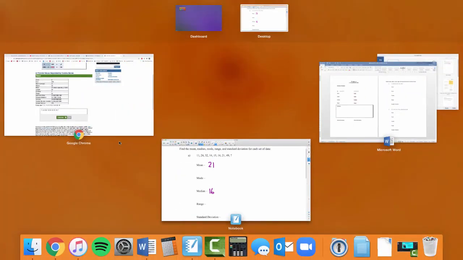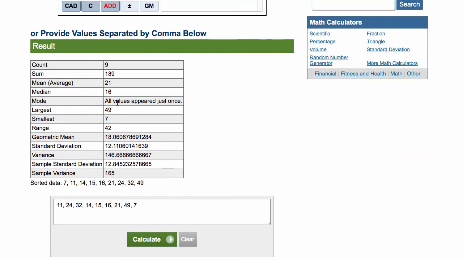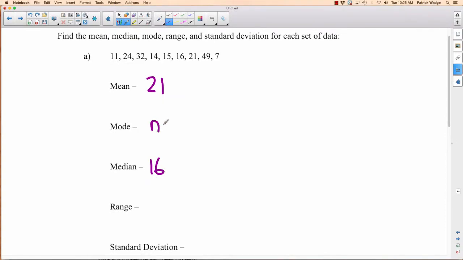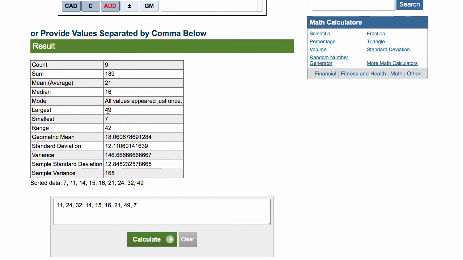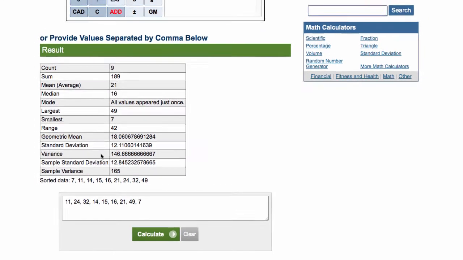Okay, let's go find the mode and the range. The mode: all values appeared just once, right? There's no repeats there. So what's that mean about our mode? It means there is none. So we're writing none in here. Okay, largest. The largest value is 49. The smallest value in our list is 7. There's the range, 42, right? 49 minus 7 is 42.